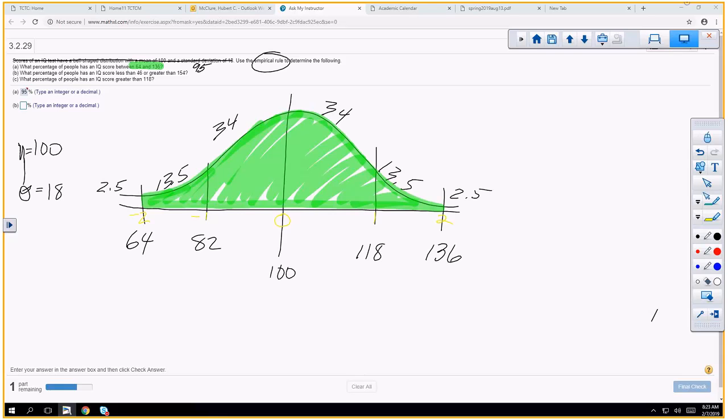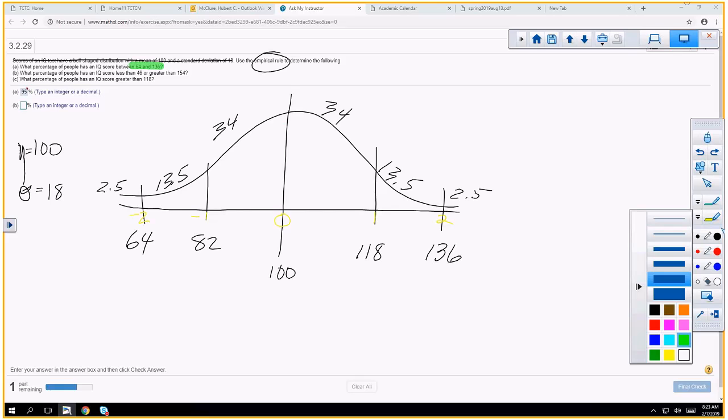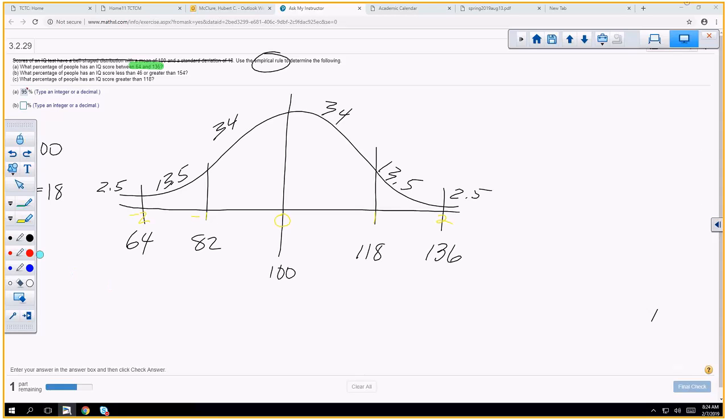Okay, so I'm going to hit undo and undo and undo. I'm going to get rid of the green shade. And now let's go 45 to 154, and I'll color that aqua. Okay, they want to go 3 standard deviations. So that means 64 minus 18 is what? Should be 46. Y'all check it. Is it? Okay, 46 right here.